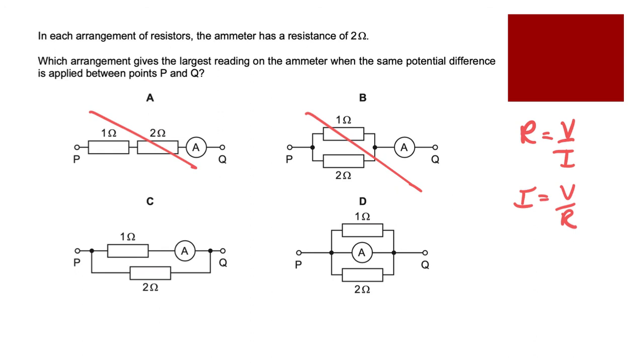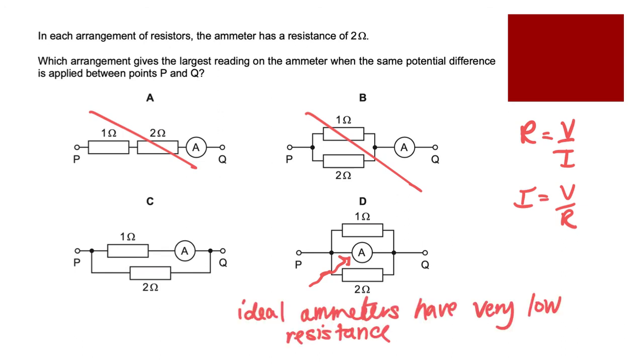So then let's take a look at D. D has something a little unique. It has this ammeter in between, and we have them at the junction. So here's one of the things you need to remember about ideal ammeters. Ideal ammeters have very low resistance. I have another video on the differences between real and ideal ammeters and voltmeters that you might want to watch.